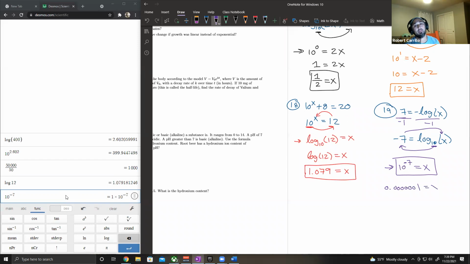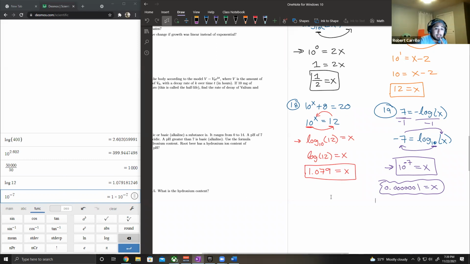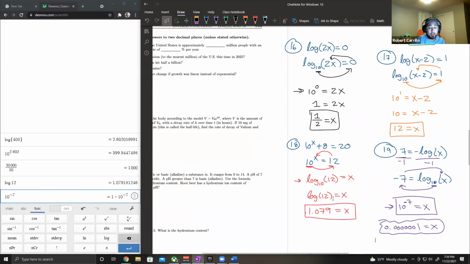Unless you want to convert it to decimal, then it would be 0.0000001 equal to x. 1, 2, 3, 4, 5, 6, 7. Yep. Okay, guys. And that's how you solve logarithmic and exponential equations that have a base of 10.